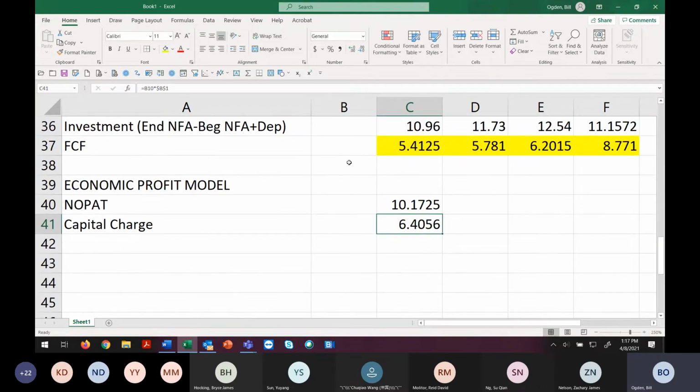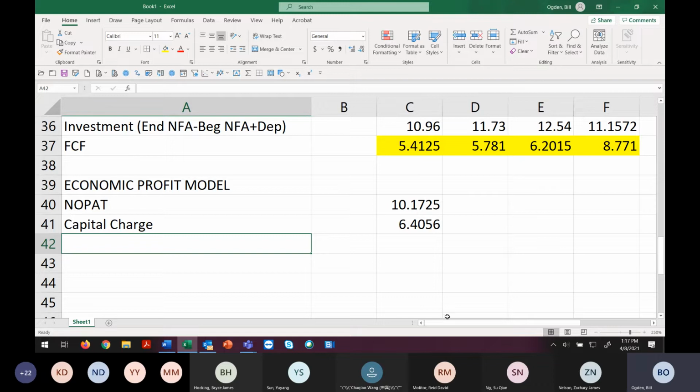Just to please the capital providers, we had to earn at least $6.4 million. Well, we've done better than that. So we've actually created value.